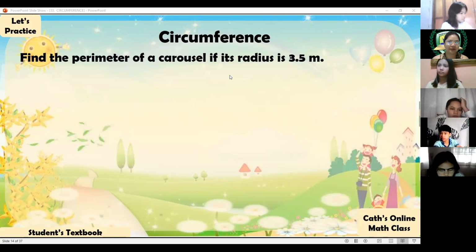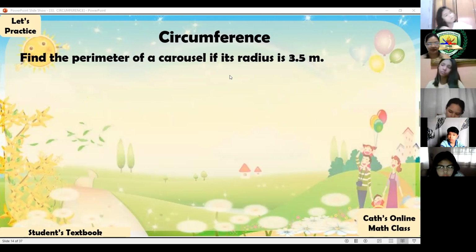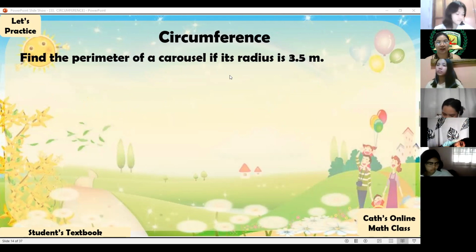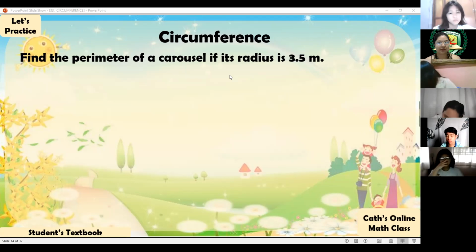How about this one? Find the perimeter of the carousel. Now, this one is a radius. Okay? So this is a radius, ha? That means it is only half of the diameter. What is our formula for radius?